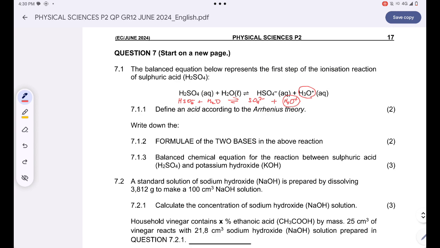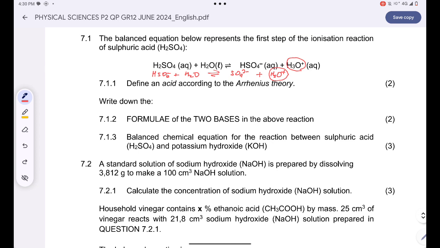Okay, let's answer the questions. Define an acid according to the Arrhenius theory. It simply says that an acid is a substance that ionizes in a solution to produce a higher concentration of hydronium ions. Are you together? A substance that ionizes in a solution to produce a higher concentration of hydronium ions.